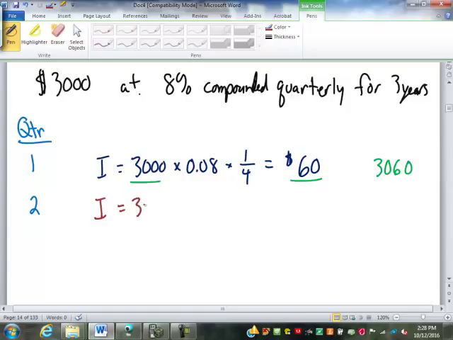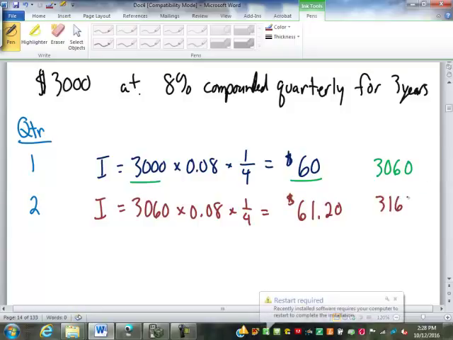So my interest, $3,060 times 0.08 times 1/4 is what? $61.20, I believe. So we add that on, we're at $3,161.20.